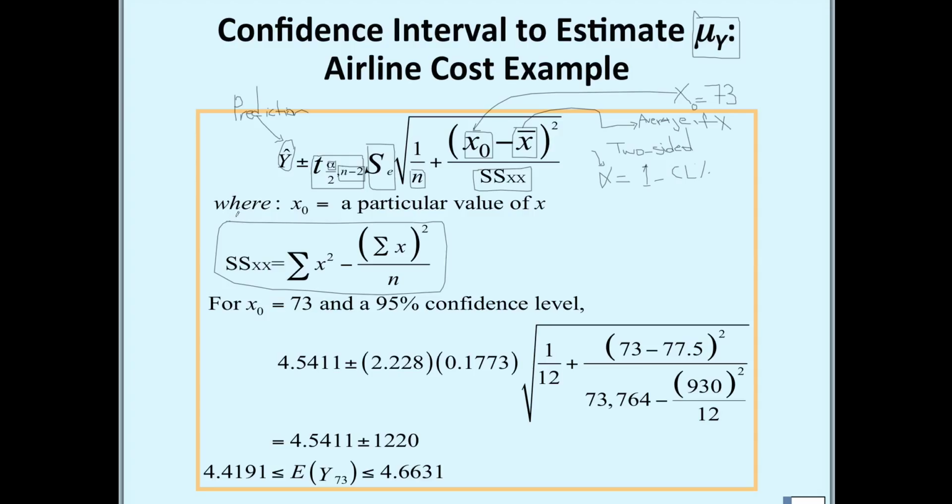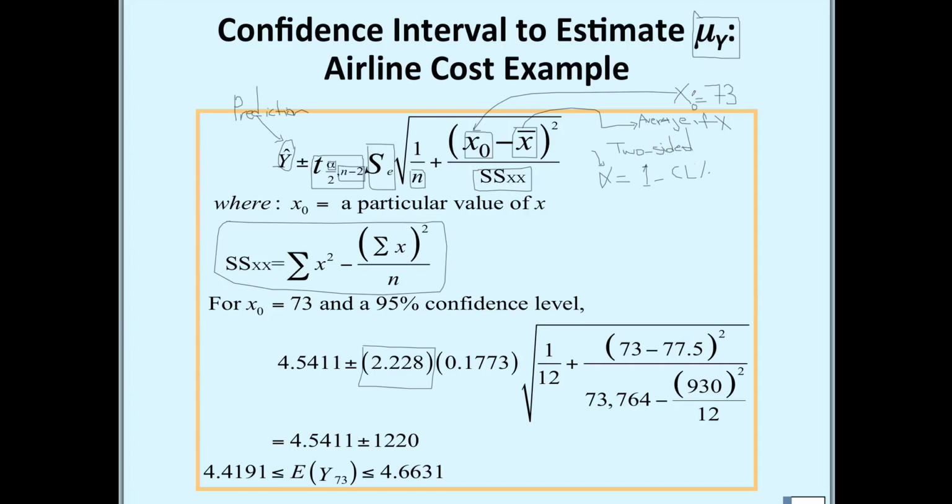So let's build up a 95% confidence interval for the average of all flights that have 73 passengers by replacing numbers inside it. I want you to look up your t-table with 10 degrees of freedom and try to find 95% of it. Remember, alpha is 1 minus the CL percent, two-sided, so alpha is 5%. You should locate 2.228. Please locate this number. That is extremely important to find.